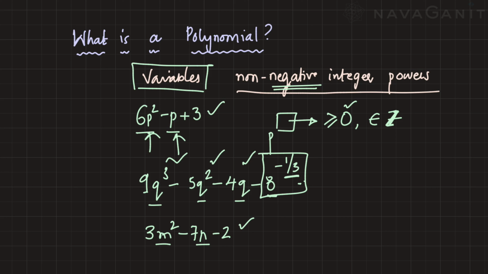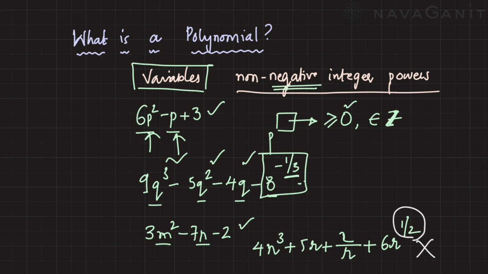Now let us say we have 4r to the power of 3 plus 5r plus 2 upon r plus 6r to the power of half. Now this is not a polynomial. Why? Because it contains a fractional power. Though this is non-negative, it is a fraction. It is not an integer. So because there is a fractional power of the variable, this is not a polynomial.